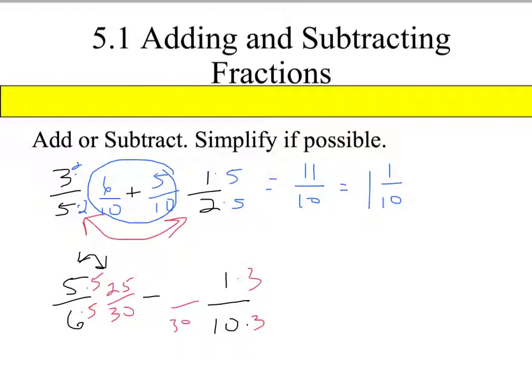Why am I also taking 1 times 3? Because whatever we do to the bottom, we have to do to the top. So my answer is going to be 25/30ths minus 3/30ths. When I subtract here, I subtract straight across the top. Remember, I keep my denominators the same. I don't subtract the bottom number. I take 25 minus 3, which is 22.